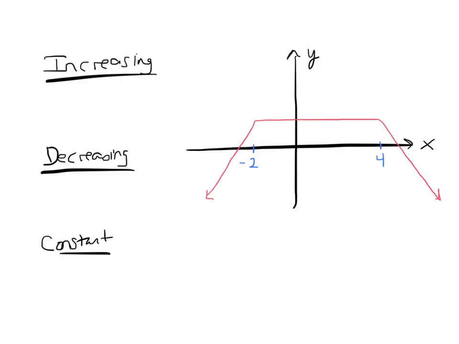Our function is increasing all the way from negative infinity until x is equal to -2. So negative infinity to -2. Our function is constant between -2 and 4. And then finally, our graph decreases from 4 all the way to infinity.